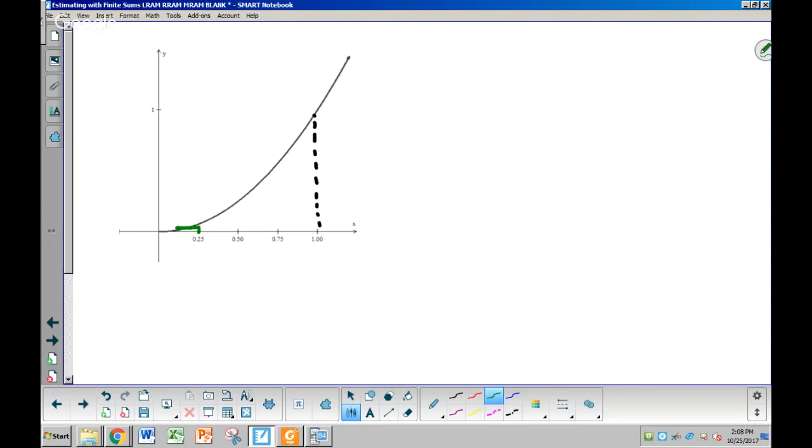Well, what is the middle of the interval between 0 and 1/4? 1/8. Good. Okay, so I got that rectangle. Then I go in the middle of this interval and I choose my height. 3/8. Yep. And then 5/8. And then 7/8. So that's where we're going to get our heights from. The middle of the interval.